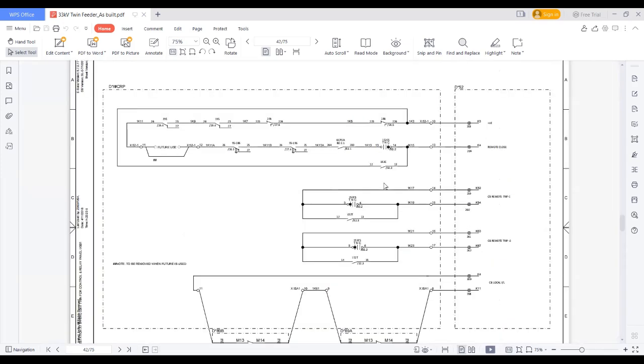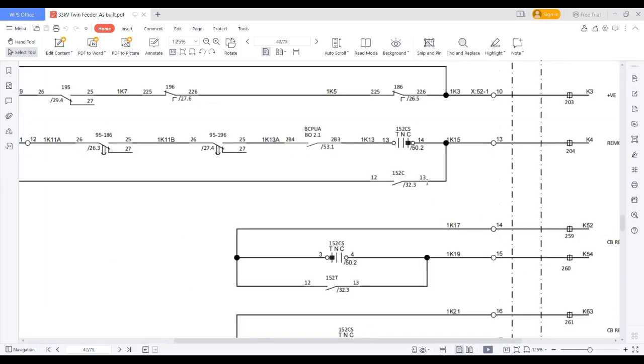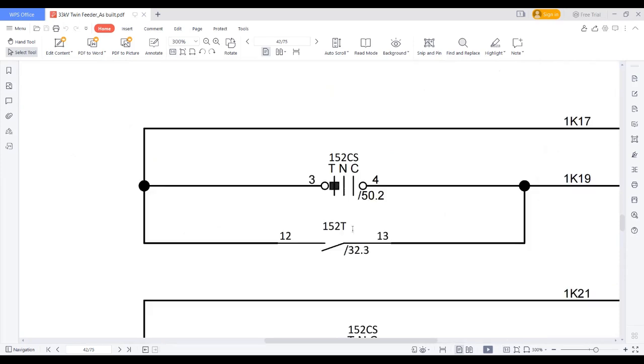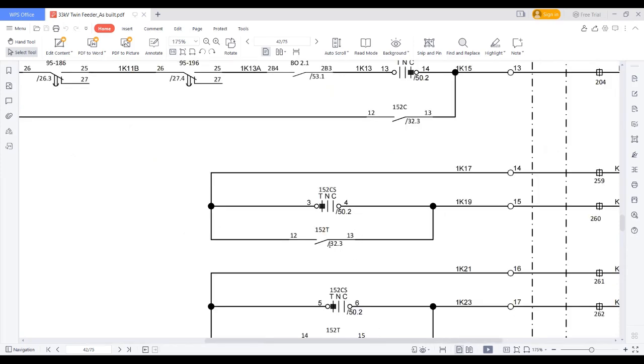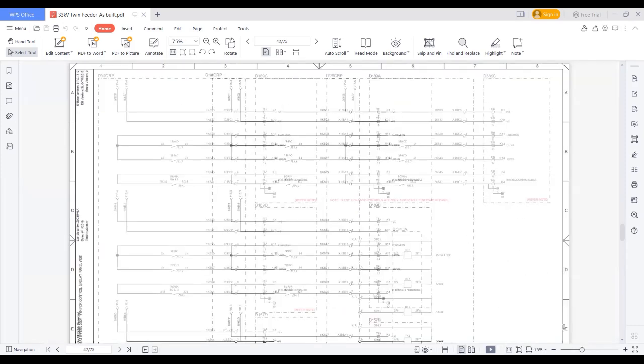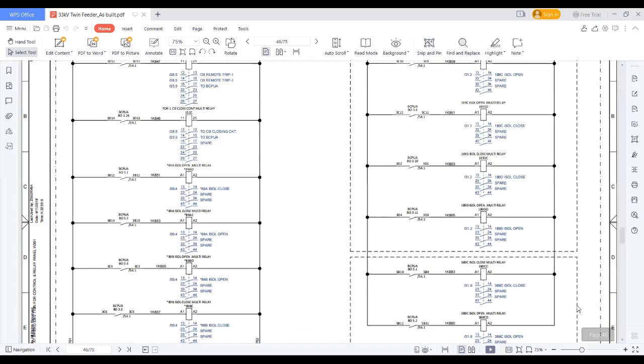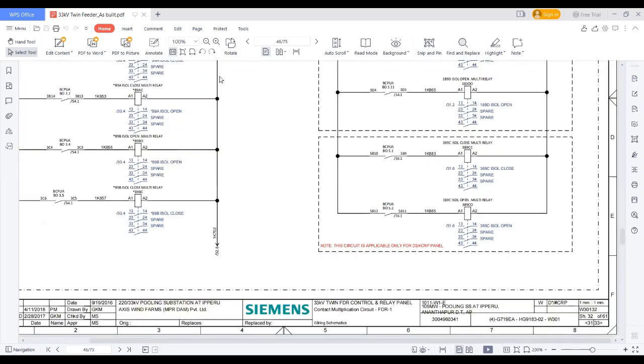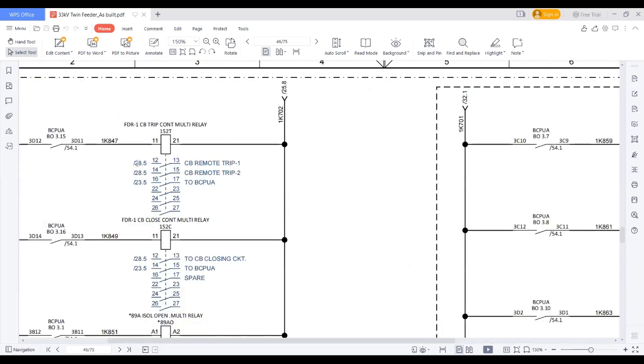So in that way, we have to see. Or else you can see here also. He is saying that 152 is a contact. If we want to know this contact, refer 32.3. Go to page 32. So this is my page number 32. Where is grid 3? This is grid 3. Come here. So here you can see 12, 13. So this is the concept. This is a general review of the schematic drawing.